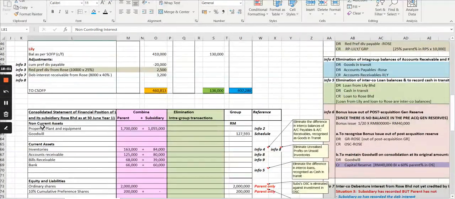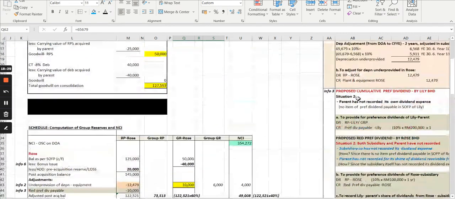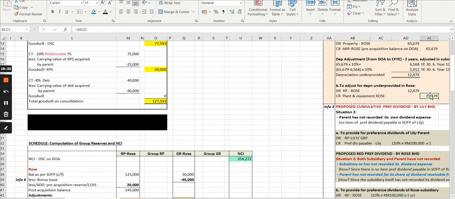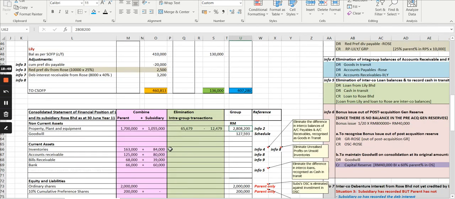Now settle all the intercompany transactions that you need to eliminate here. Remember, for the item here, what you need to adjust is the surplus as well as the depreciation adjustment. The surplus is from information 2, which is already discussed earlier. You debit the plant and equipment, and for the under provision you credit the plant and equipment 12,479. You must actually eliminate the depreciation that has been under provided. So this will give you the final figure that the group will have to show, which is 200.